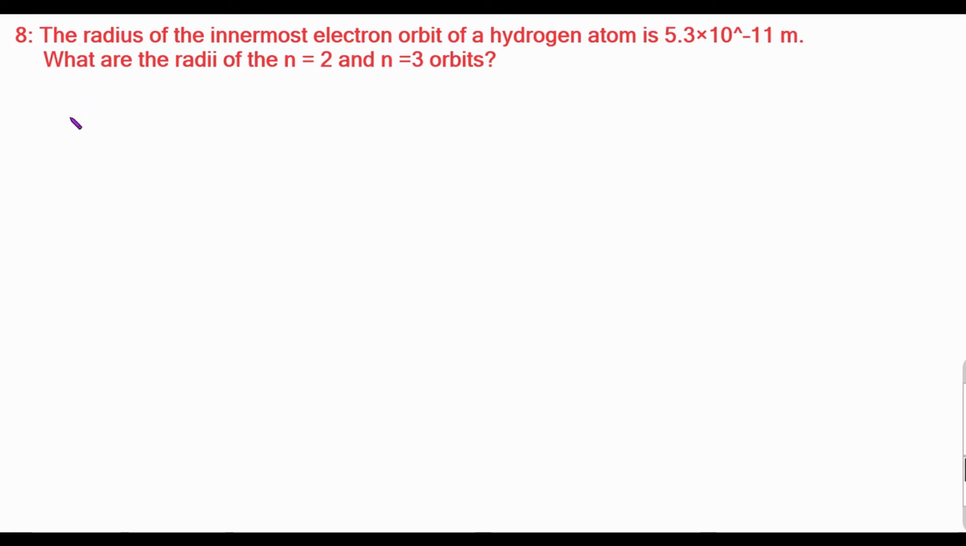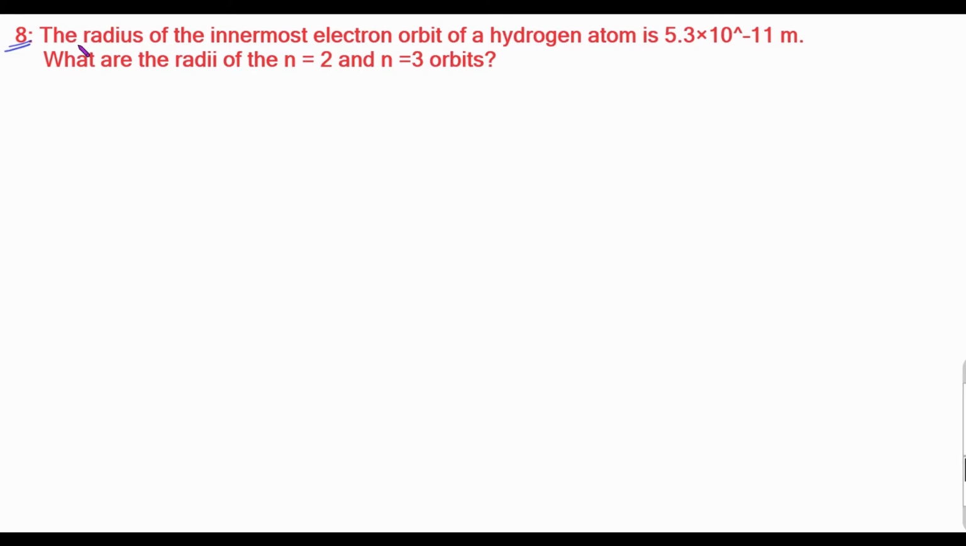Let's discuss a few more numericals from the chapter Atoms. So here is the 8th numerical. The radius of the innermost electron orbit of a hydrogen atom is 5.3 × 10^-11 meter. What are the radii of the n = 2 and n = 3 orbits?